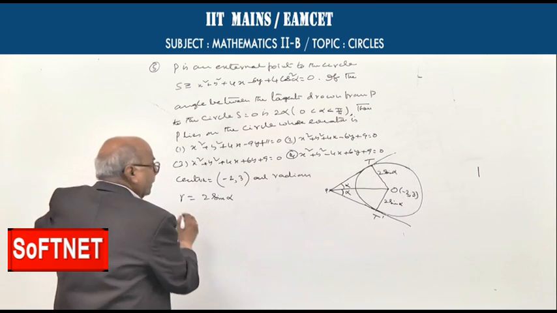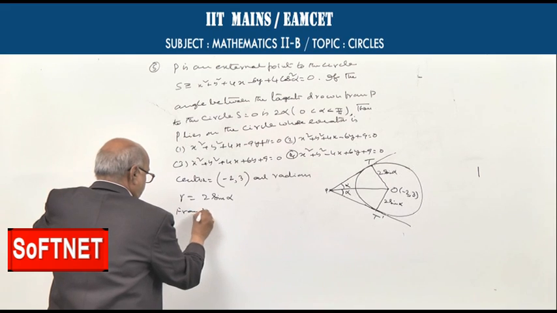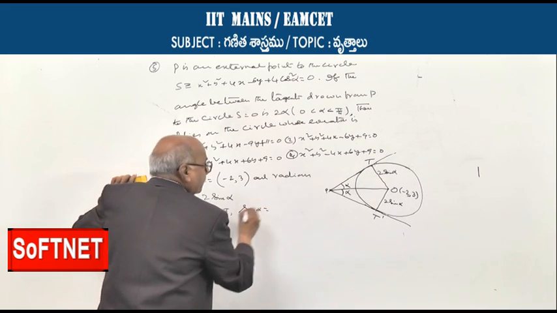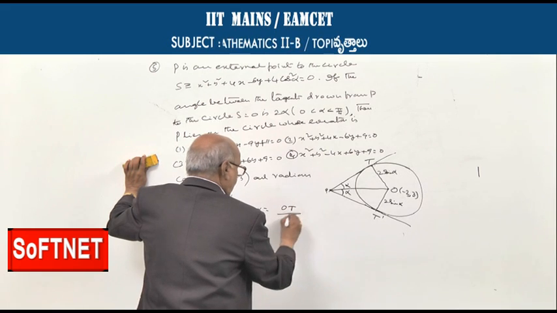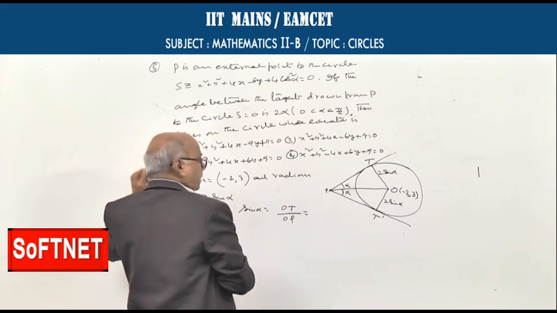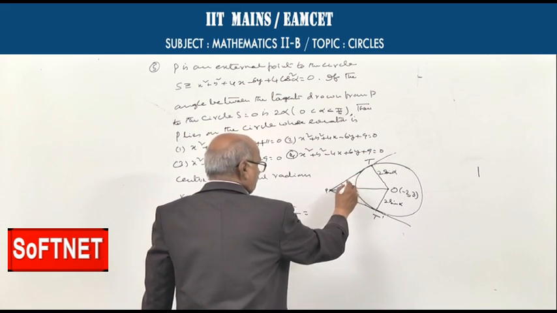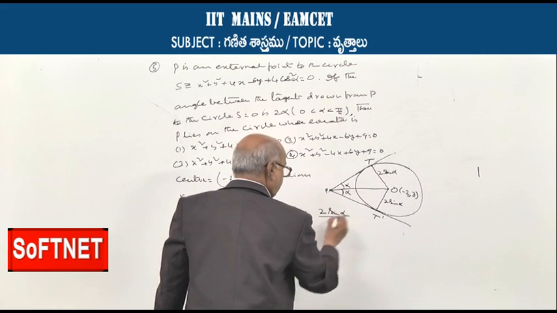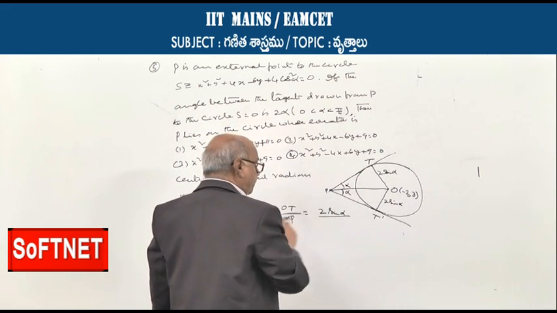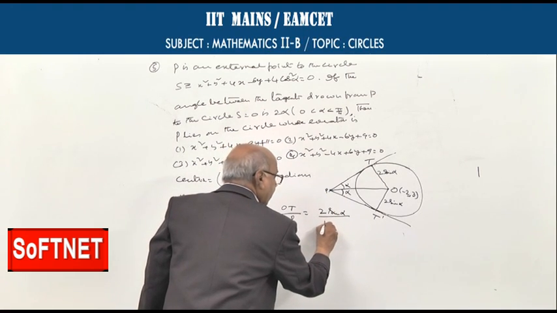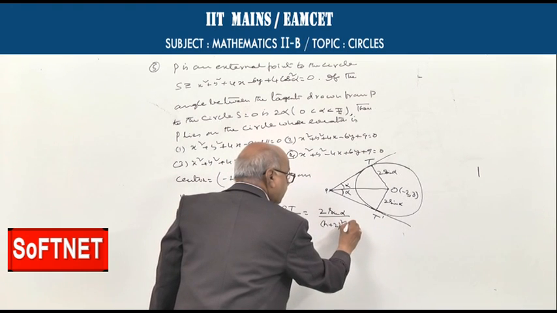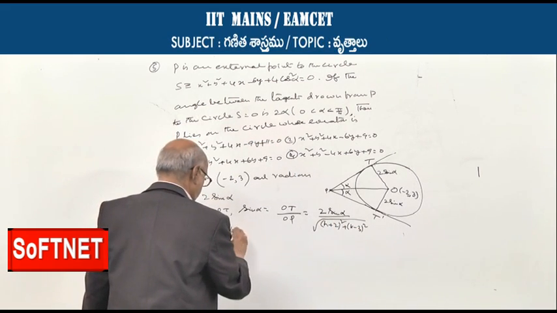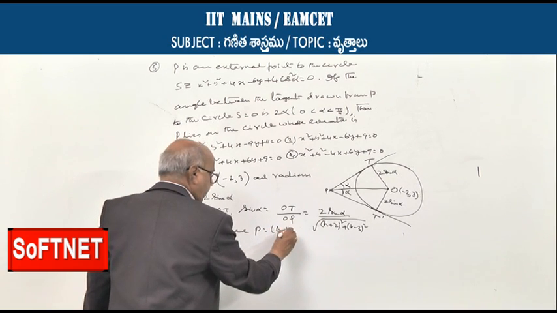from the triangle OPT, sin alpha is equal to OT by OP, which is equal to 2 sin alpha by OP, which means 2 sin alpha divided by the square root of (h plus 2) whole squared plus (k minus 3) whole squared, where P is equal to (h, k).